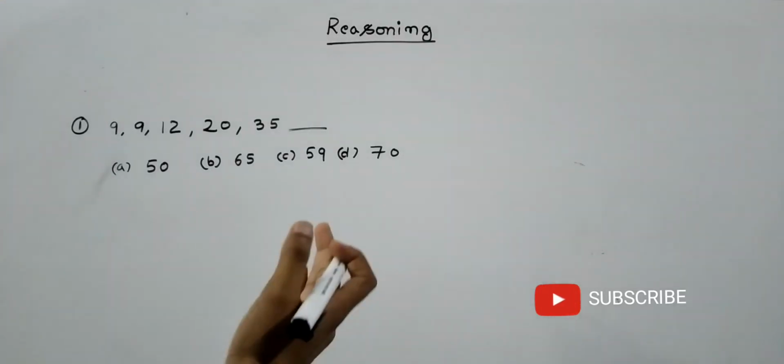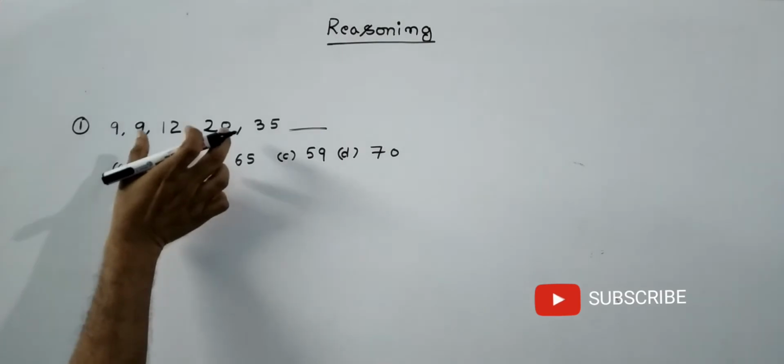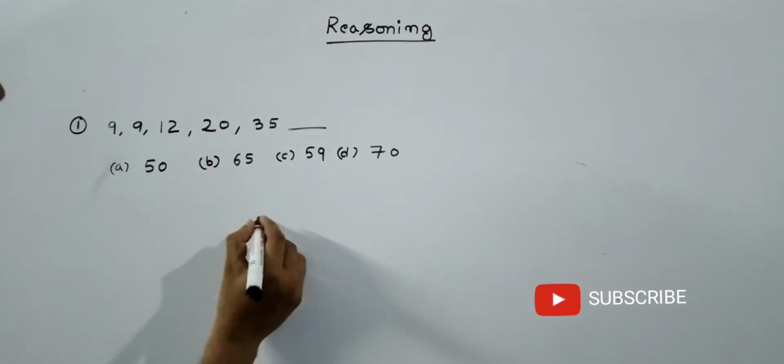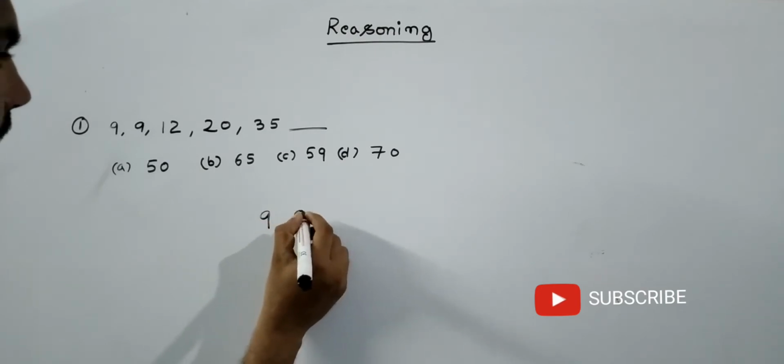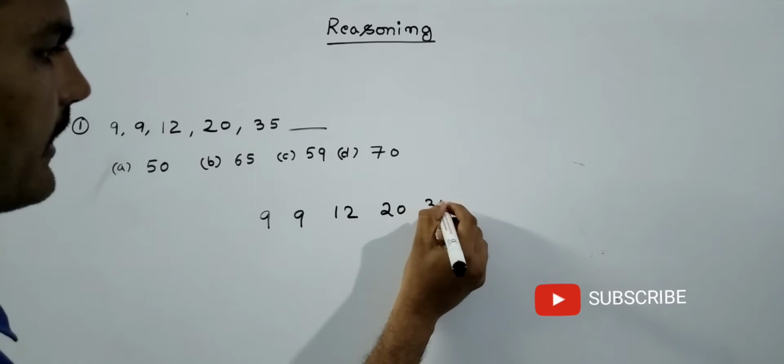See friends, in this session we will discuss some other problems. First problem: it has given 9, 9, 12, 20, 35.